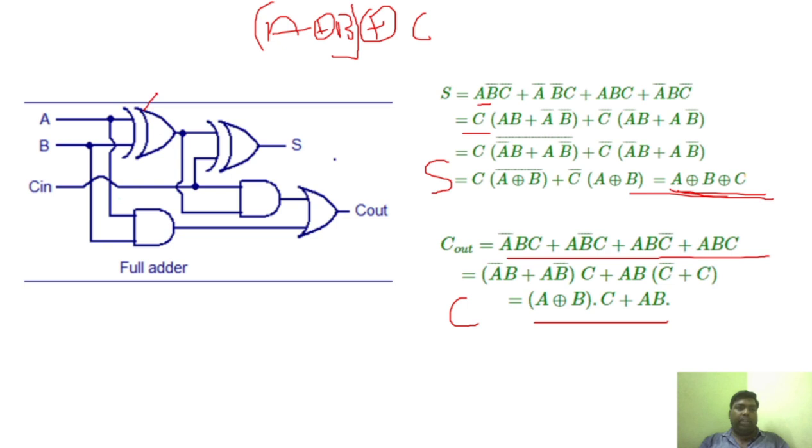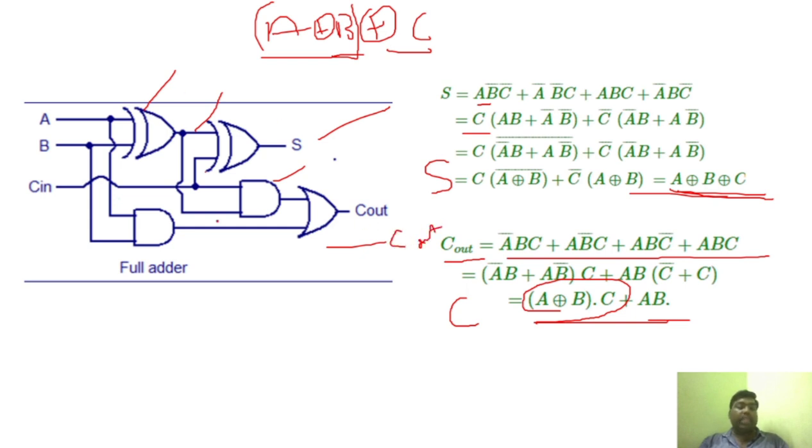So A XOR B, and this output is XORed with C. C is another input. So the sum is over, correct? And what is carry? You can see A XOR B, you know that this is the output A XOR B, that is ANDed with C. This AND gate operation is over, A XOR B and C. And for this one, A into B, and then you are using an OR gate. So this is carry out, okay?